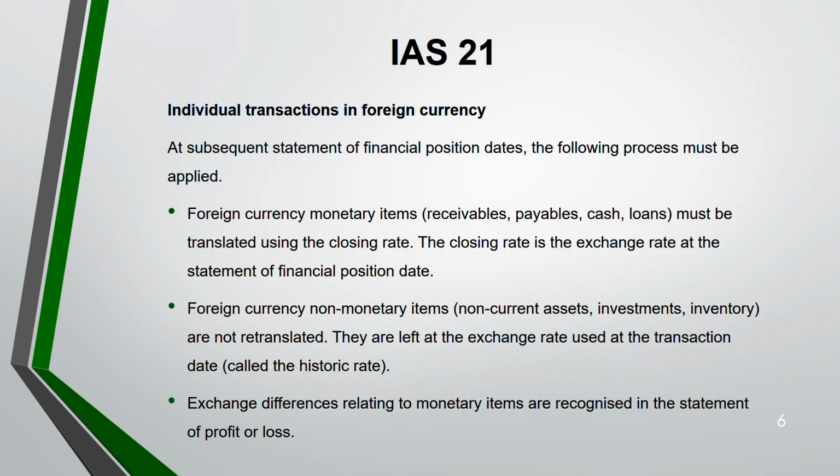So any exchange differences that relate to the monetary items will be recognized in your statement of profit and loss. Why monetary items? Because non-monetary items you are not retranslating again, but monetary items, first time you will translate at the transaction date, second time you will translate at the closing rate. So there will be a difference. That difference is known as exchange gain or loss. That difference will go in your profit and loss.